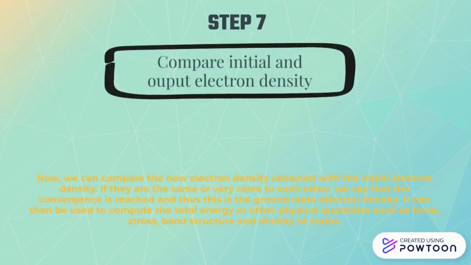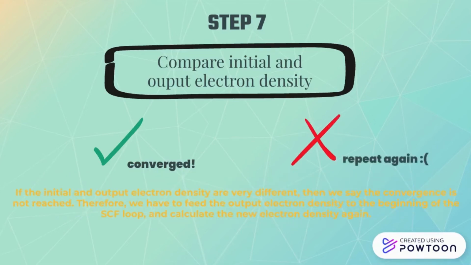Now, we can compare the new electron density obtained with the initial electron density. If they are the same or very close to each other, we say that the convergence is reached, and thus this is the ground state electron density. It can then be used to compute the total energy or other physical quantities such as force, stress, band structure, and density of states. If the initial and output electron densities are very different, then we say the convergence is not reached. Therefore, we have to feed the output electron density to the beginning of the SCF loop and calculate the new electron density again.